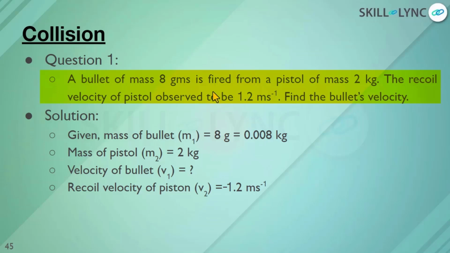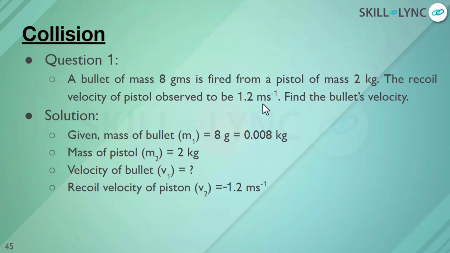Find the bullet's velocity. We are given the mass of the bullet, which is 8 grams, and the bullet is fired from a pistol of mass 2 kg. The recoil velocity of the pistol is observed to be 1.2 meter per second. So when this bullet of 8 grams is fired from the pistol of mass 2 kg, the shooter receives a recoil velocity from the pistol of 1.2 meter per second.